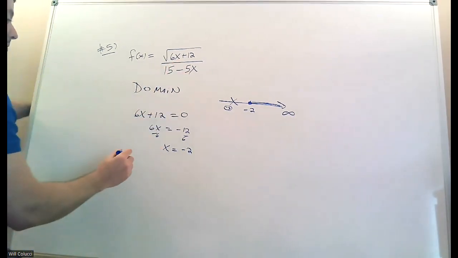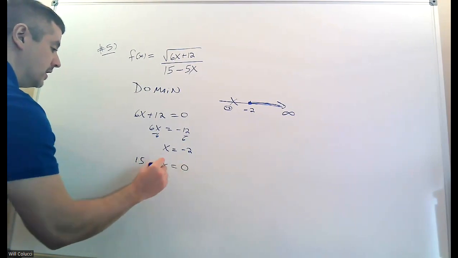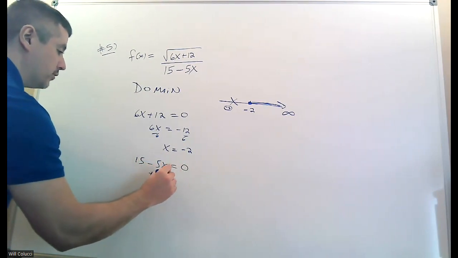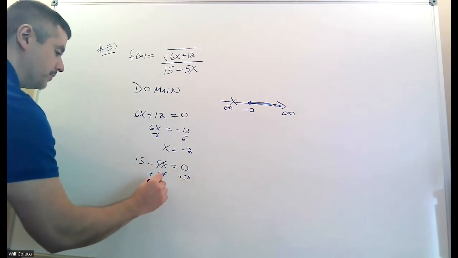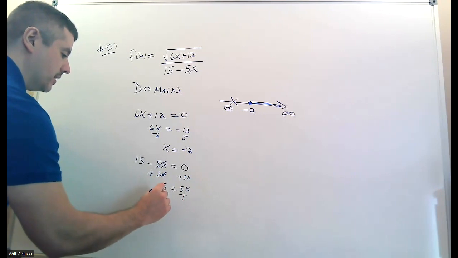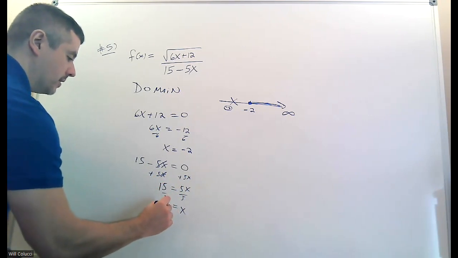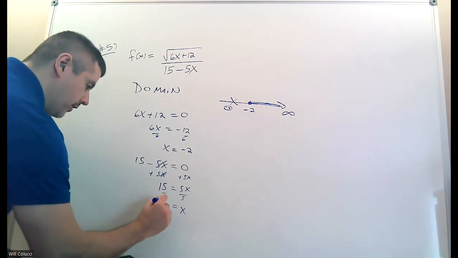Now you got to take the bottom and set that equal to 0. Now I'm going to do this the easy way. I don't want to mess with negatives. So I'm going to add the 5x to that side. And then divide by 5. So you get 3. My 3 looks like crap. Try again. 3.